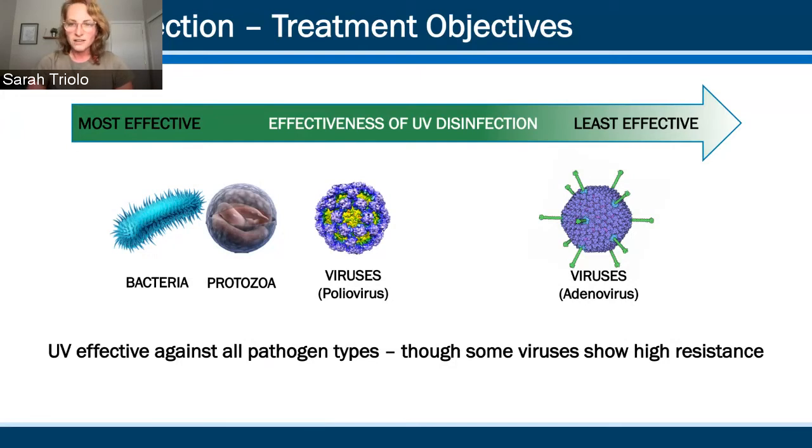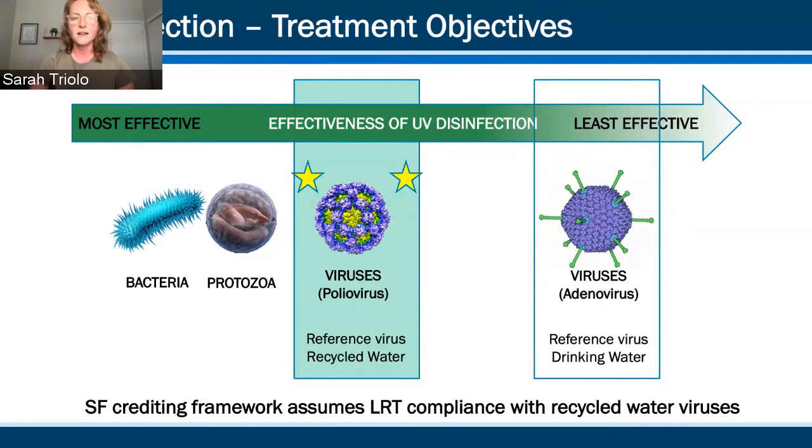And why am I bringing this up? Why is this important? It's because we know that on-site reuse treatment trains, people are relying on UV in large part, especially to meet their virus log reduction targets. And so when we talk about viruses, right, that encompasses a lot of different types of viruses. So it's important to identify what reference virus we're actually referring to for on-site reuse log reduction targets.